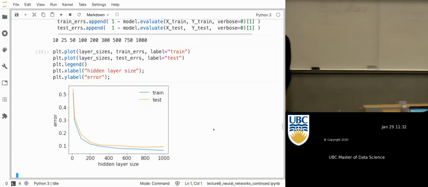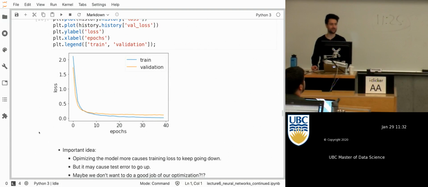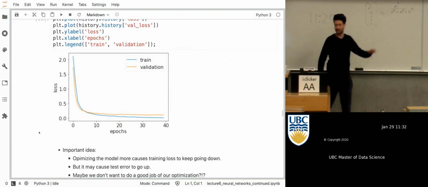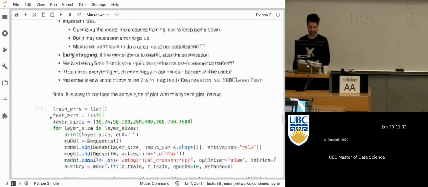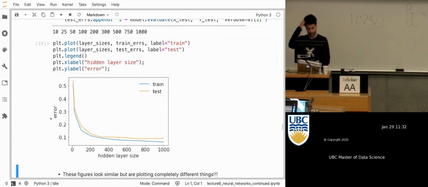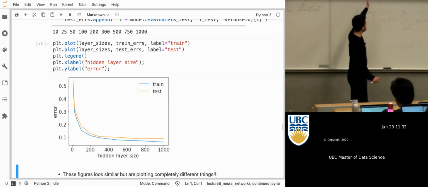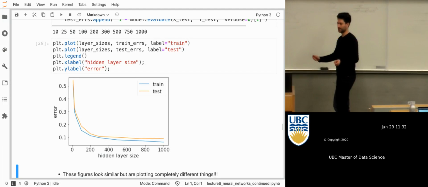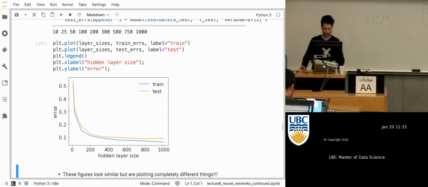The one up here is during optimization, just one run of .fit, where I'm seeing how my progress is going, and train goes underneath test, and here I'm plotting loss. Here, the y-axis is actually the same, or error, or whatever, but this is not one run of fit. Each point on here is a totally different .fit, with a different model with a different layer size. So please be careful about that. You can see how similar they look.